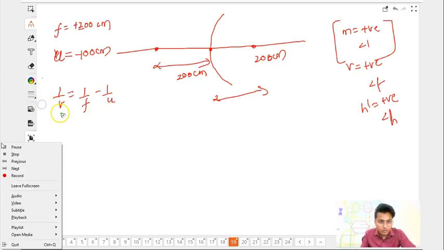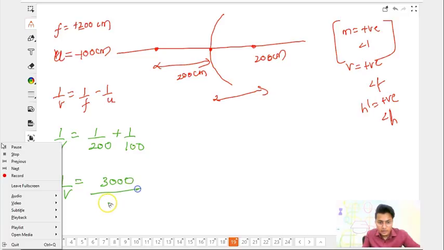So your answer for this question would be 1 by V will be equal to 1 by 200 plus 1 by 100. As you can see, we are already getting a positive value. 1 by V will be equal to 300 divided by 200 into 100. That's going to be 0 cancel, 0 cancel. Oh my god, 300, right? I've written one extra 0, my mistake. Okay, so now I have V is equal to 200 by 3 centimeter.